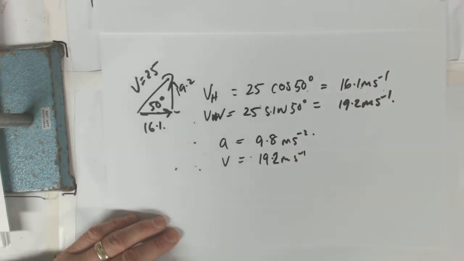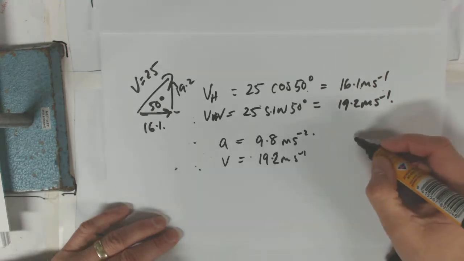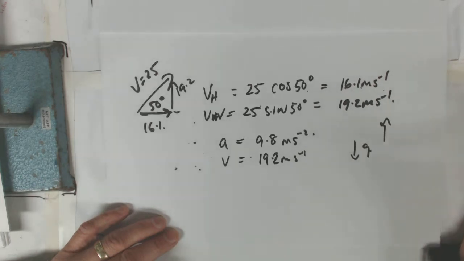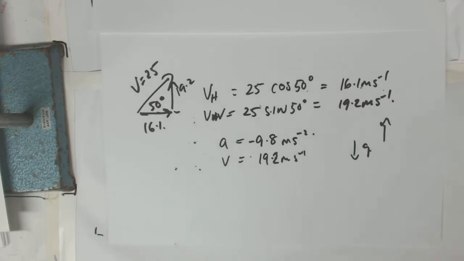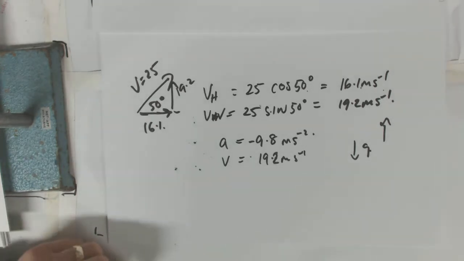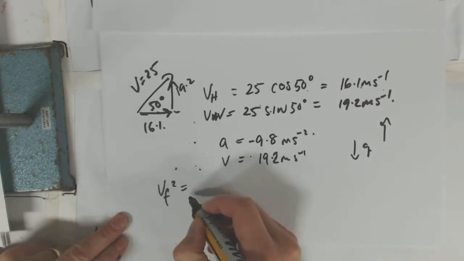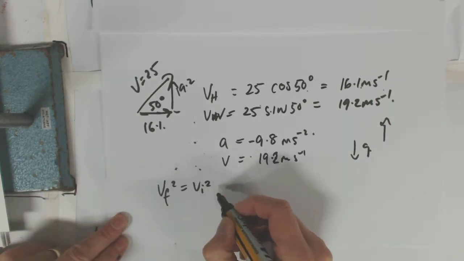Now the question is, have we done anything wrong there? And we have. Because gravity's down, but the vertical velocity is up. So we've got to give them a direction. I'm going to make my velocity up positive. So that means my acceleration is negative. Now we're going to ask ourselves, how far does it go up? And we have to now remember our kinematics equations. So let's always go to this one first and see if it helps.